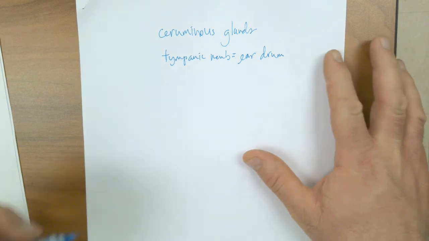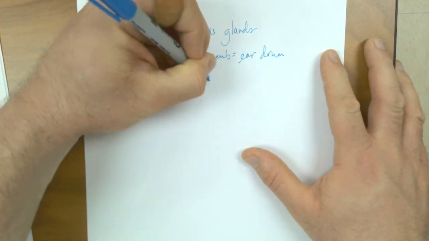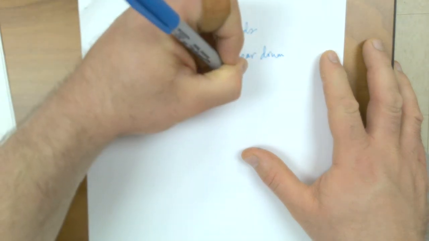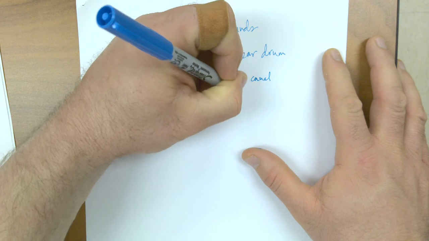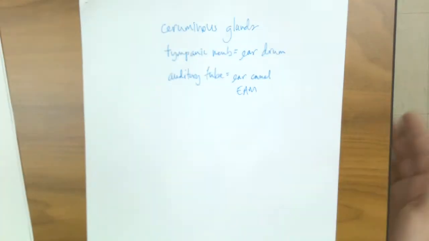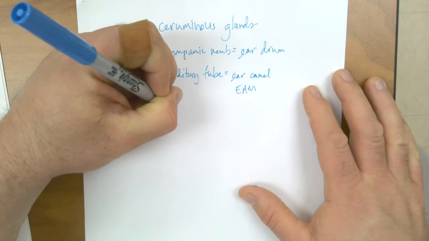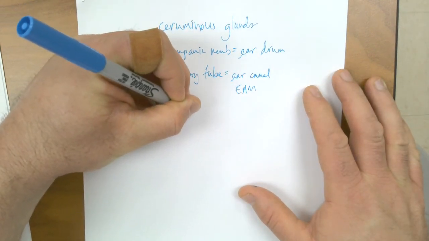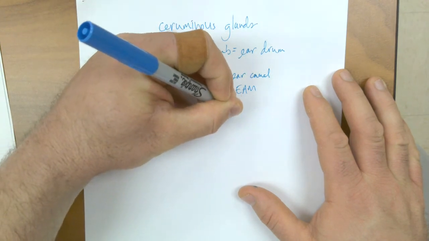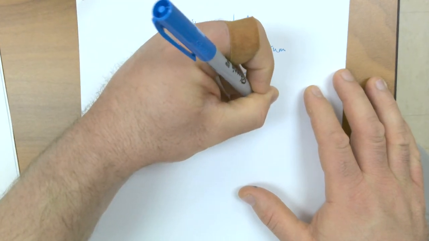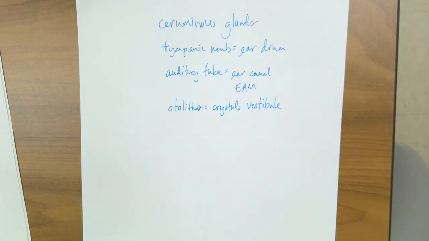Your auditory tube. That's the same thing as your ear canal, which is the same thing as your external acoustic meatus, all same terms. Otoliths. Those are the little crystals in the vestibule that help you sense the tilt of your head.